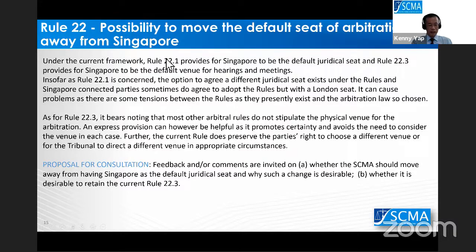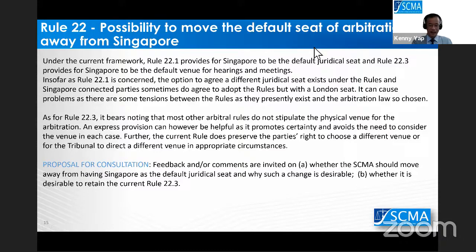Okay. Now, with respect to the physical venue or place of hearing, Rule 22.3, it bears noting that most arbitral rules do not stipulate the physical venue for the arbitration. An express provision can, however, be helpful. It promotes certainty and avoids the need to consider the venue in each case. Further, the current rule does preserve the party's right to choose a different venue, or for the tribunal to direct a different venue in appropriate circumstances. If you look at the consultation documents, you don't see any changes to this rule. No possible changes are being proposed here.